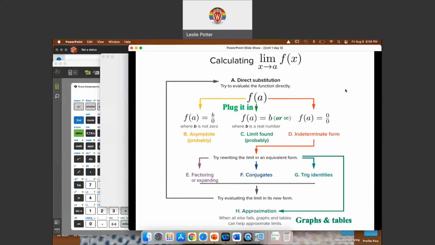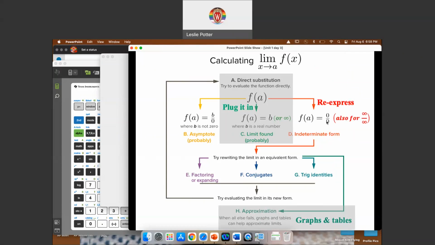Okay, so going back to this flow chart, we've already talked about plug and chug and getting a finite value, and that's also the limit. We did that in the previous class, in the previous notes. And we did this too, the tables and graphs. We're not talking about that part of the flow chart anymore. We're talking about this part, part D, the 0 over 0 scenario.